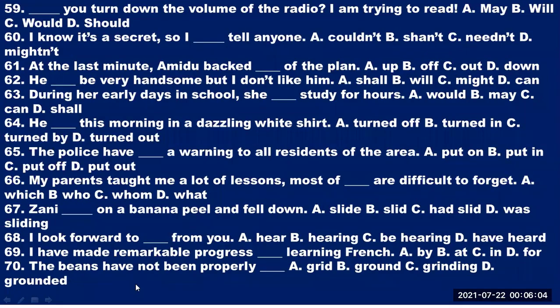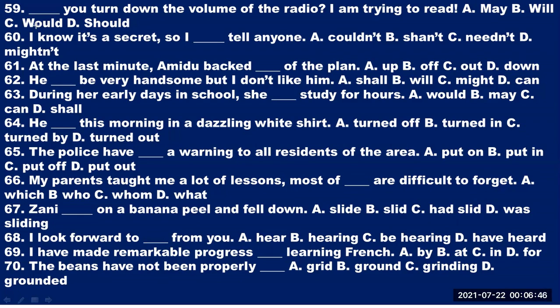Now, question number 59, dash you turn down the volume of the radio I am trying to read. A, may you turn down the volume of the radio is not correct. B, will you turn down? Well, this is applicable. I will explain to you the possibilities. If politeness is involved, then you can use would. Would you turn down the volume of the radio, please?